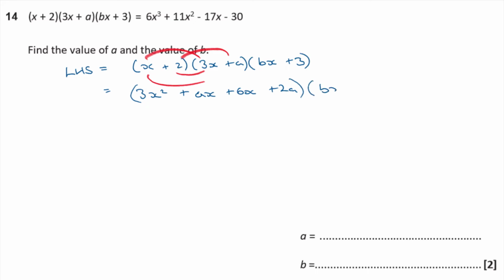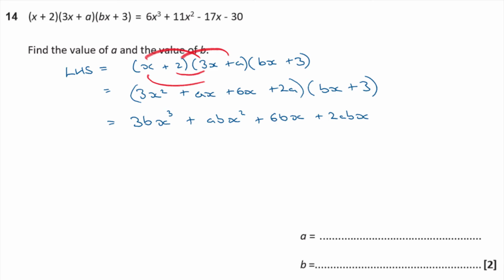Okay, and then I need to carry on multiplying it out. Now I need to multiply everything in the first bracket with everything in the second bracket. So I'm going to start off by multiplying everything through by bx and writing it down first. So 3x² times bx, that is 3bx³. And then I've got ax times bx, which is abx². And then I've got 6x times bx, that's going to be 6bx². And then I've got 2a times bx, which is 2abx.